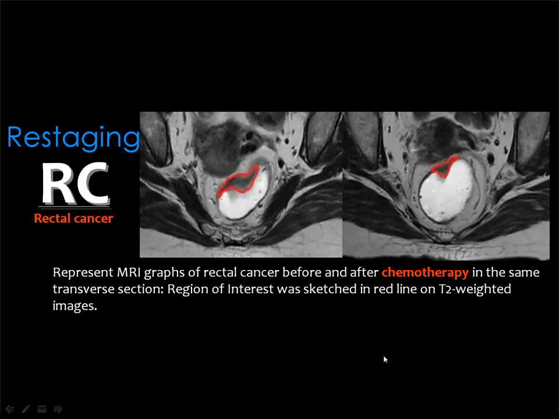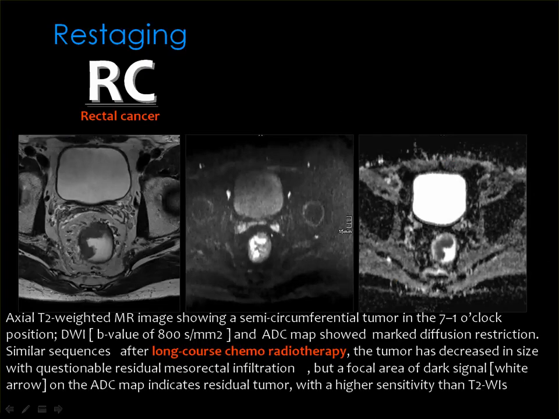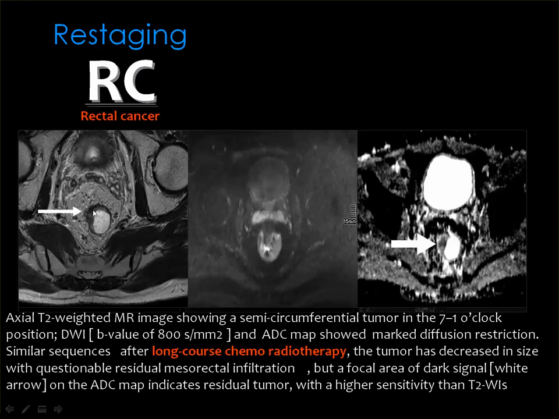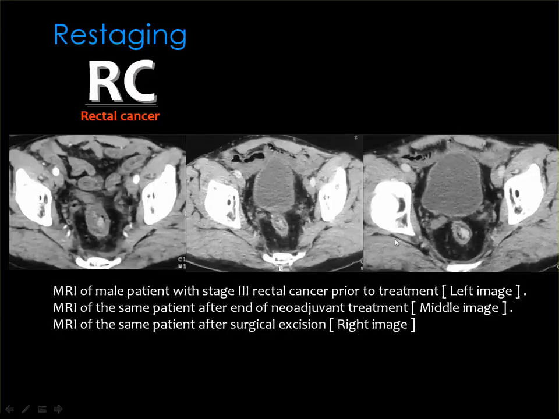And here, this is a rectal tumor that is evaluated after chemotherapy. You see the regression of the tumor size. And this is another example of a rectal tumor involving the right side of the rectal wall after long course of chemoradiotherapy. You show there is a significant regression in the tumor size with a remaining small area of diffusion restriction, which is suggestive of residual tumor. And this is an example of a rectal cancer. This is before therapy, this is after therapy, and this is after surgery. And you got almost normal findings.